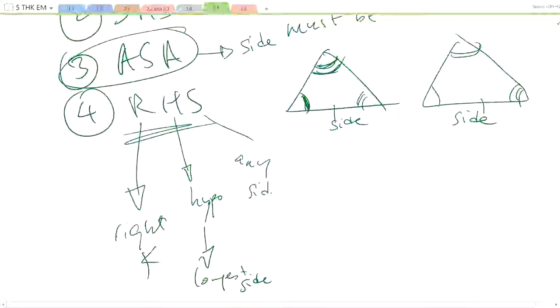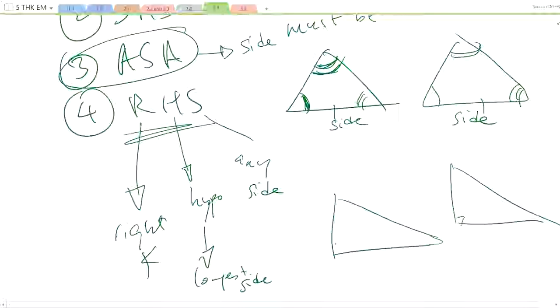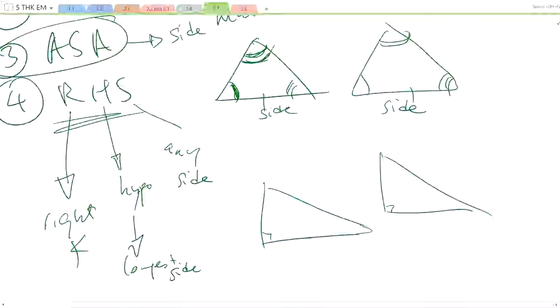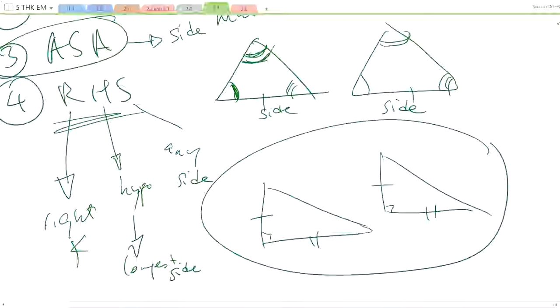Any side. Okay, question. If I give you a right angle triangle and another right angle triangle over here, then I give you that this side equal to this side equal to this side. Which test should I use to prove that they are congruent? Sophia says RHS, Hari says SAS.